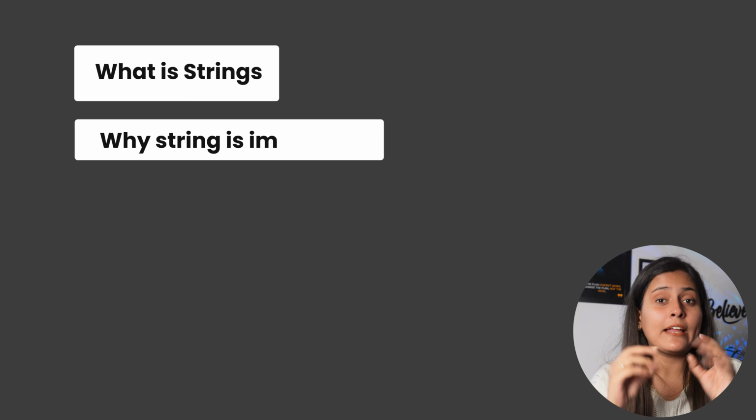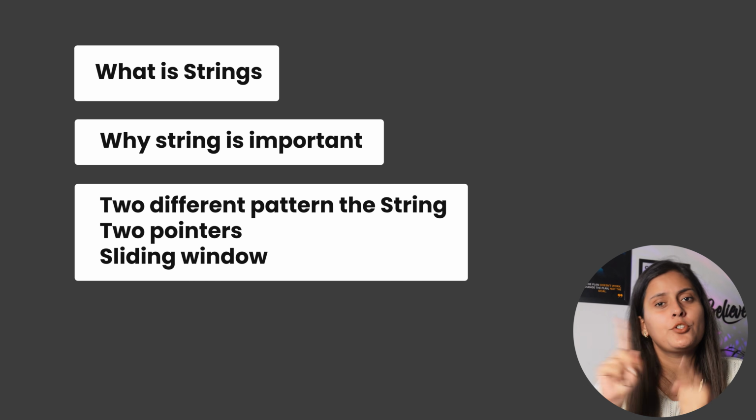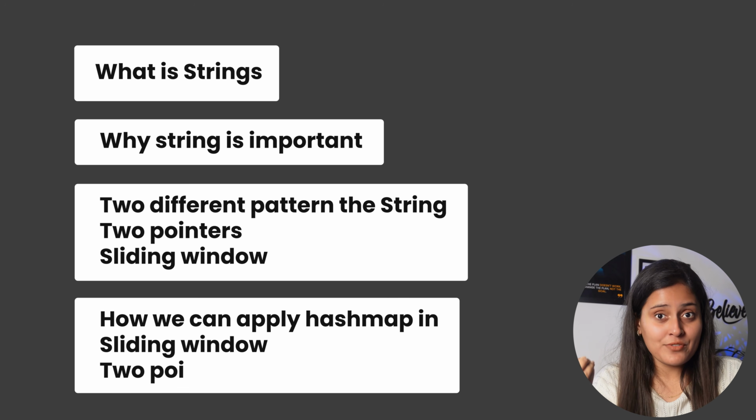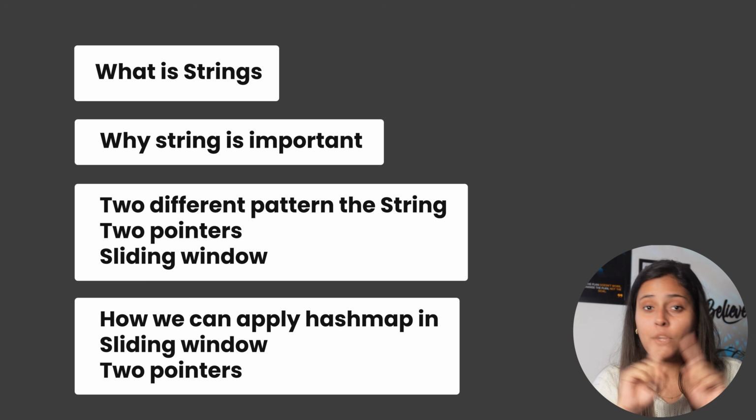And that's it for the video. Here we have learned what is a string, then we saw why string is important, and then we learned about 2 different patterns in the string, 2 pointers and sliding window. And then we saw how we can apply hash map in sliding window plus 2 pointer as a different structure but not pattern at all.